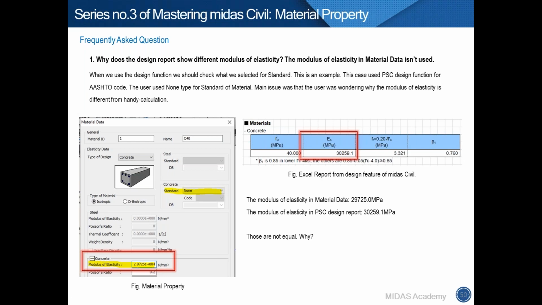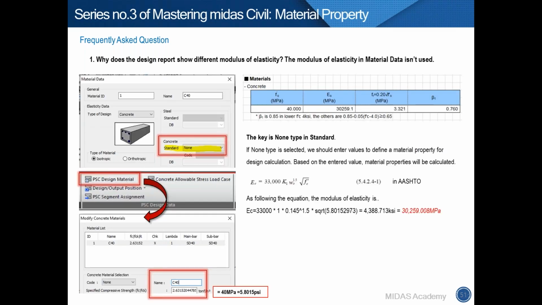the user entered 29,725 megapascal for the elasticity modulus. But after generating the Excel design report, the design report showed 3,259 megapascal. So why did these differences happen? The key is the non-type in the standard. The user selected non-type in the standard, so he needed to input values to define the concrete material for design.